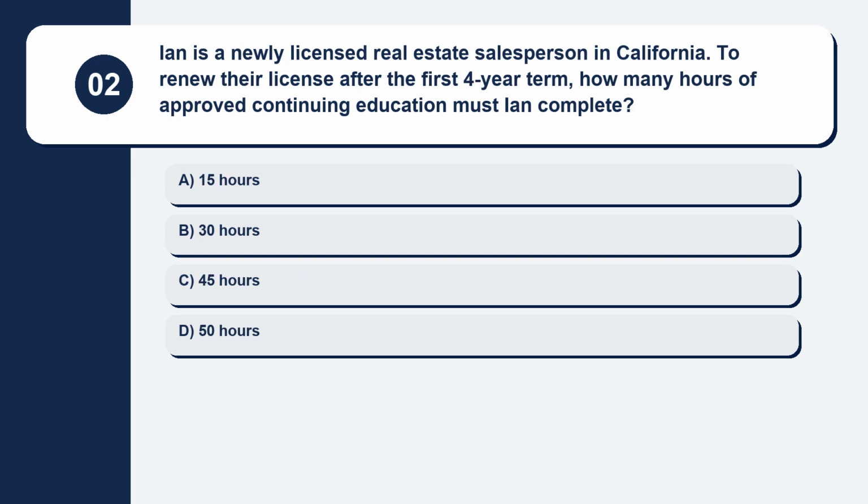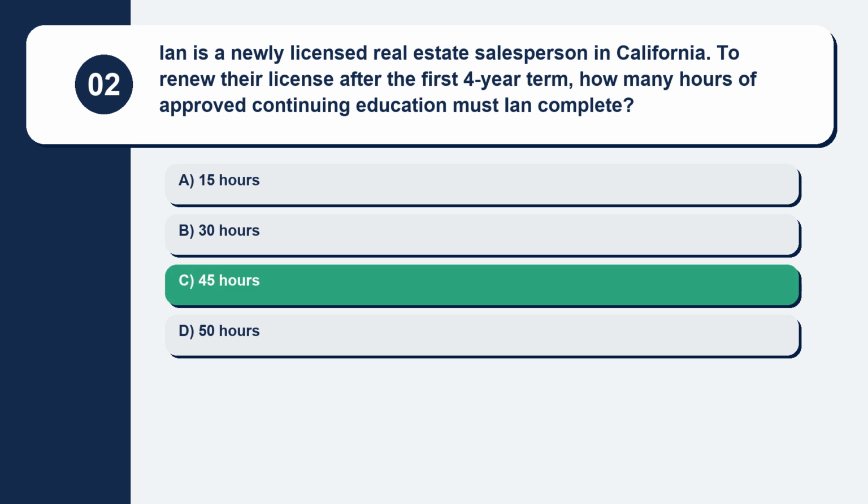Question 2. Ian is a newly licensed real estate salesperson in California. To renew their license after the first 4-year term, how many hours of approved continuing education must Ian complete? Here are your options. Option A, 15 hours. Option B, 30 hours. Option C, 45 hours. Option D, 50 hours. The correct answer is option C, 45 hours.